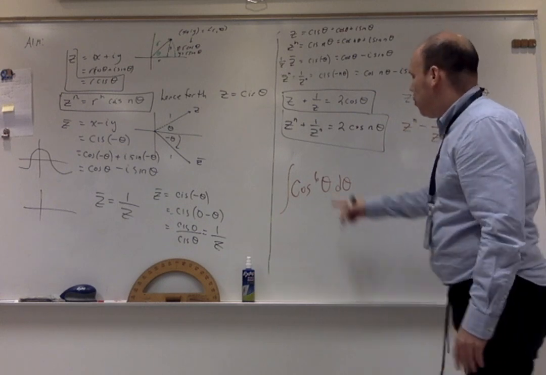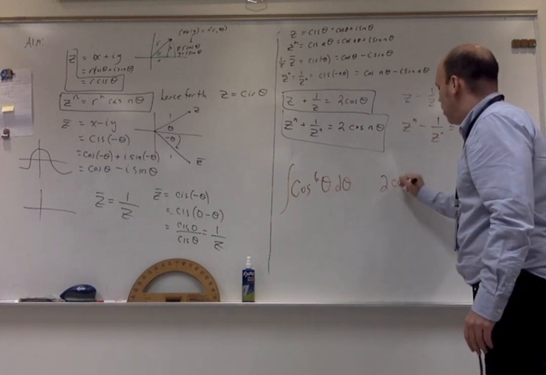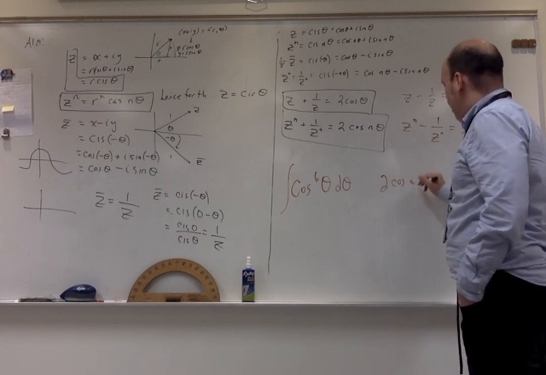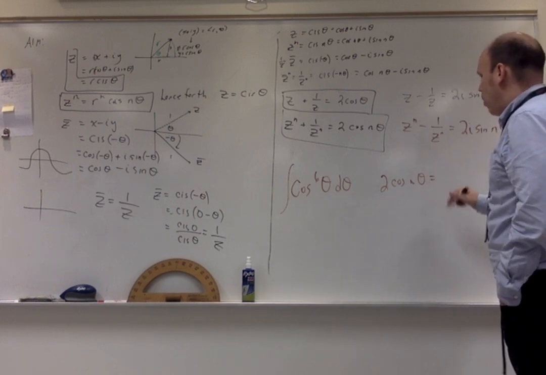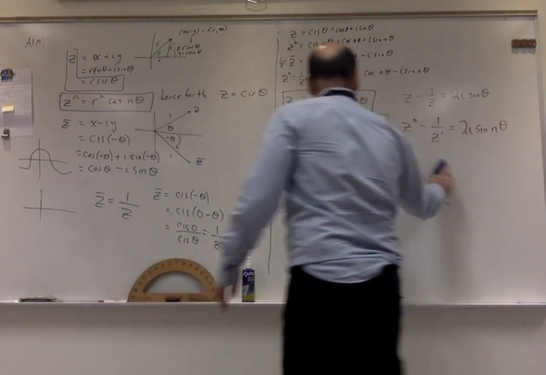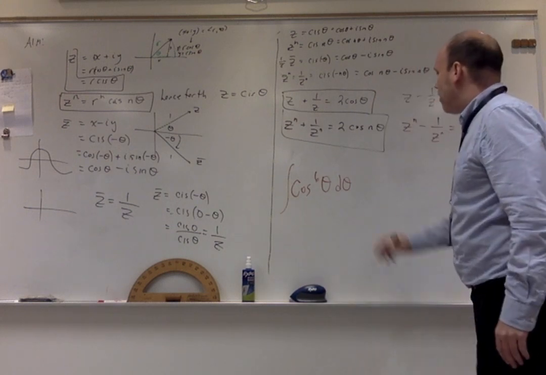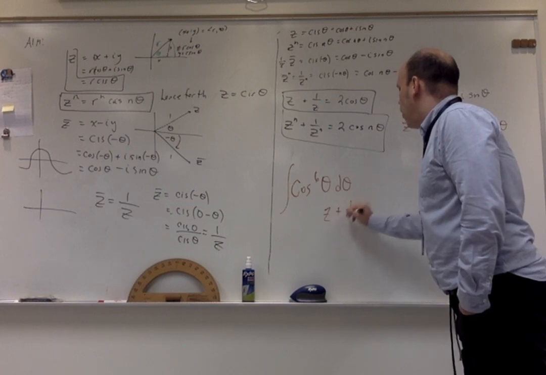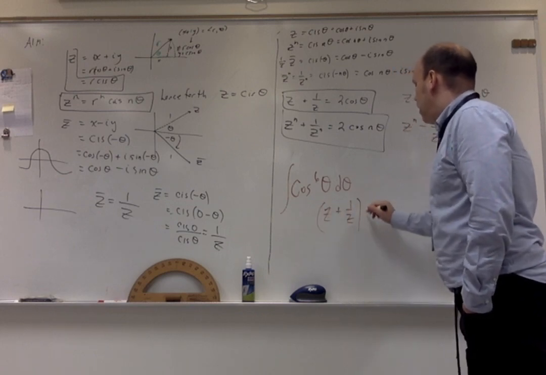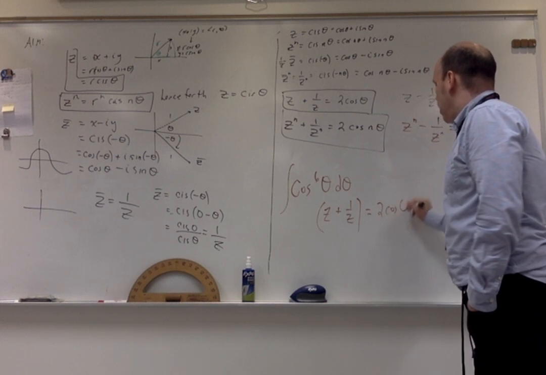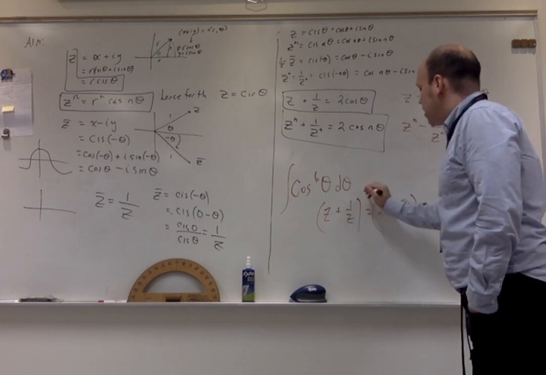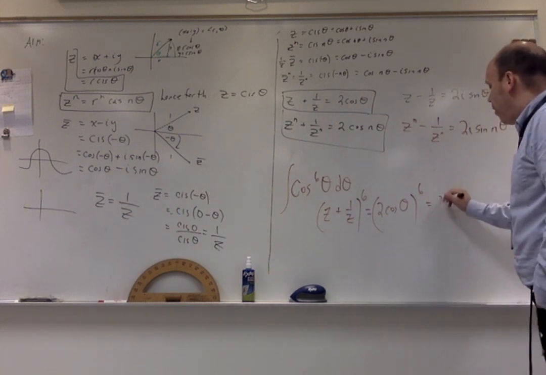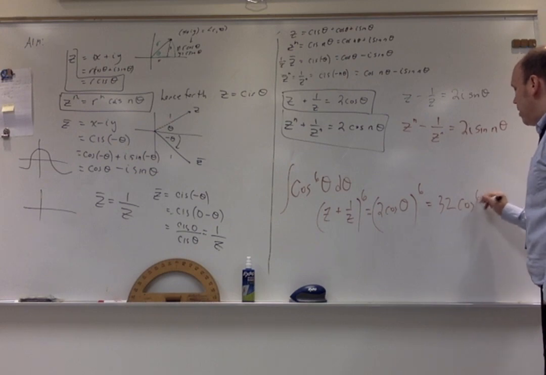The answer is yes. So we know that z plus 1 over z is equal to 2 cosine theta. Well, that means I could raise this to the 6th power. And so I now have 64 cosine to the 6th theta.